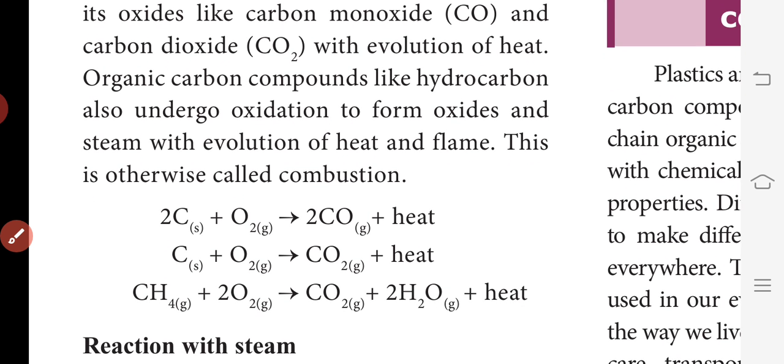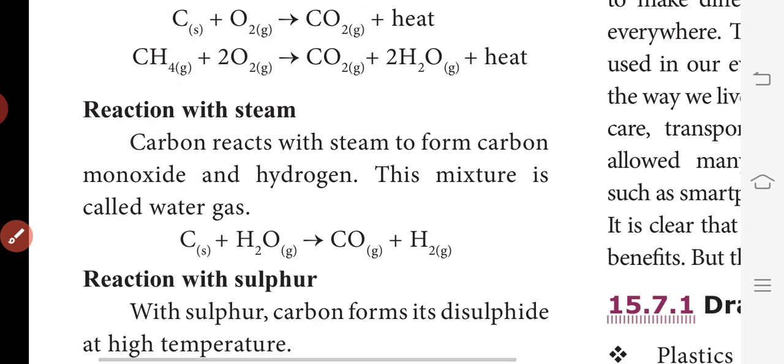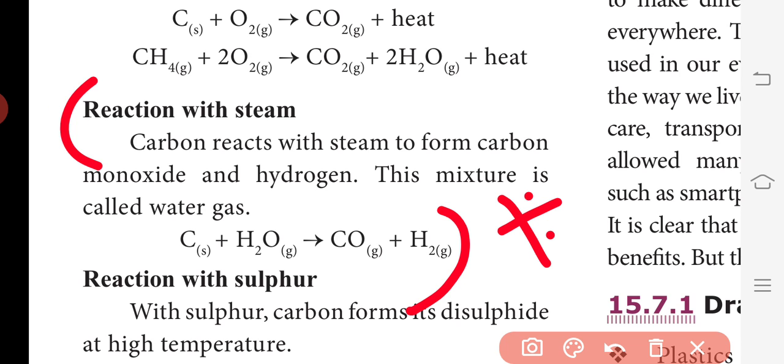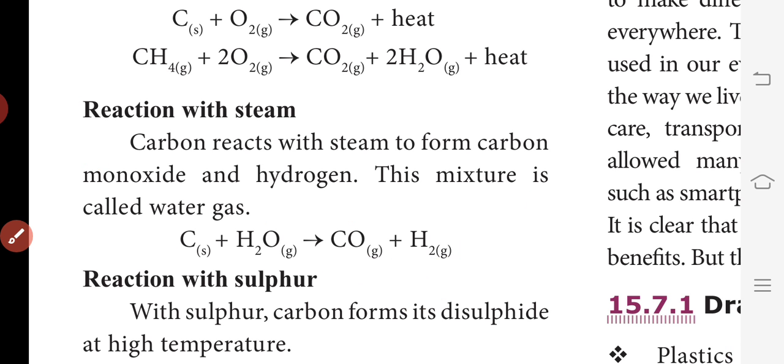So see the reaction. Carbon plus oxygen gives carbon monoxide. Carbon plus oxygen gives carbon dioxide plus heat. And methane plus oxygen gives carbon dioxide plus water plus heat. Next is the reaction with steam. Carbon reacts with steam to form carbon monoxide and hydrogen. This mixture is called water gas. Important 2-mark question: how is water gas formed? Carbon reacts with steam to form carbon monoxide, CO, and hydrogen, H2. This mixture of carbon monoxide and H2 is called water gas.